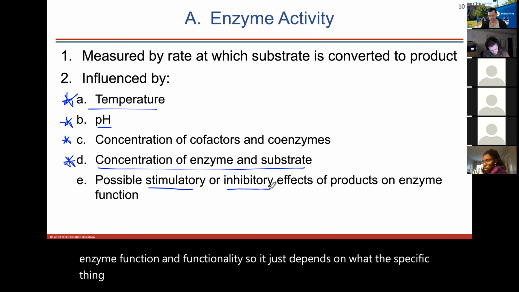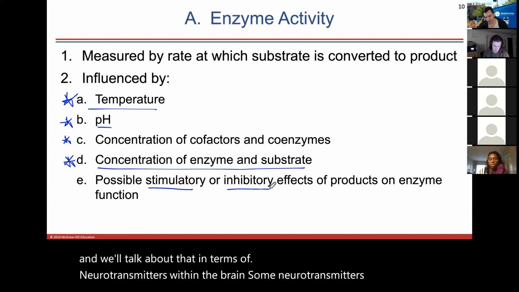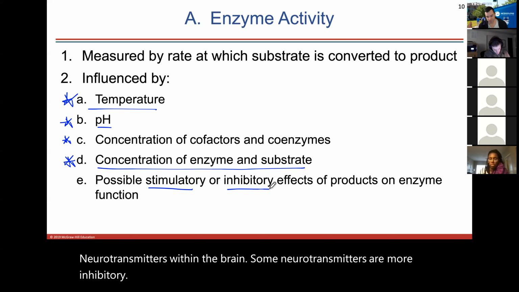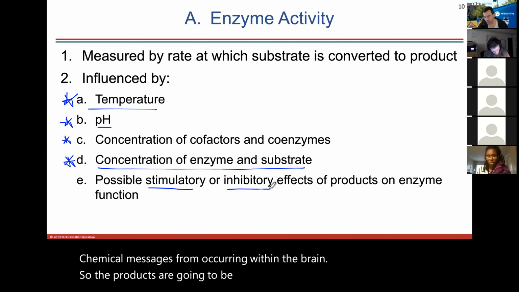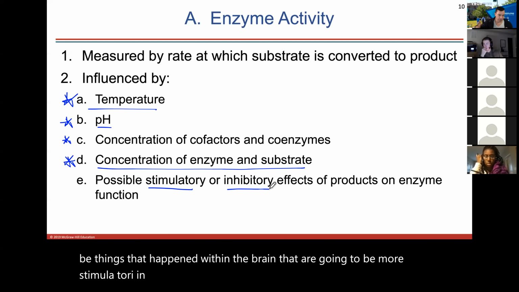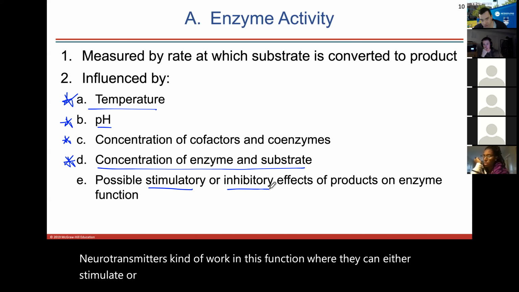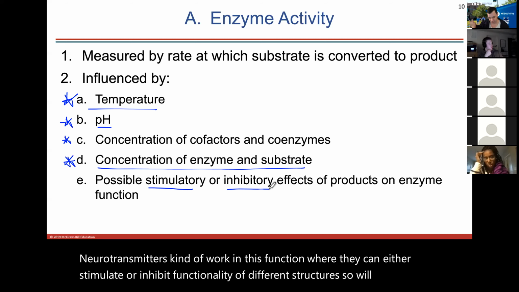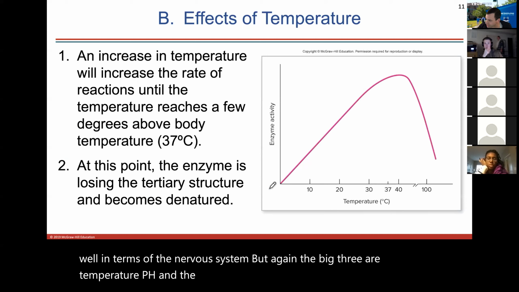And we'll talk about that in terms of neurotransmitters within the brain. Some neurotransmitters are more inhibitory, where they stop chemical messages from occurring within the brain. So the products are going to be more kind of inhibitory. There are going to be things that happen within the brain that are going to be more stimulatory in nature. So neurotransmitters kind of work in this function where they can either stimulate or inhibit functionality of different structures. So we'll look at that as well in terms of the nervous system. But again, the big three are temperature, pH, and the amount of the substance.